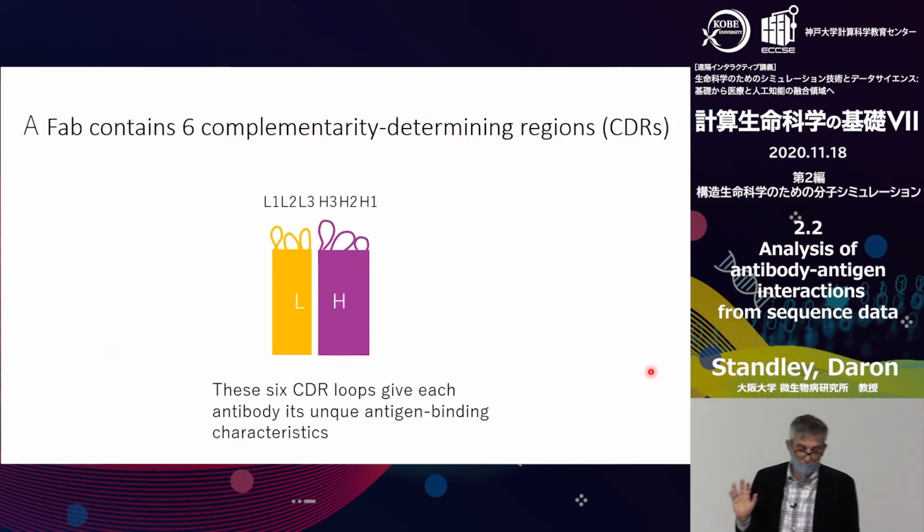And each of these chains has 3 important loops that we call complementarity determining regions, or CDRs. So I'm going to say CDRs, and I just want you to remember this looks like a beach sandals image with your toes sticking out. Those are the CDRs, and that's the important part of the antibody. That's what makes it different from other antibodies. So CDRs give antibodies their unique antigen binding characteristics.